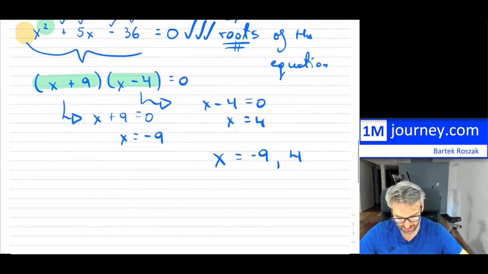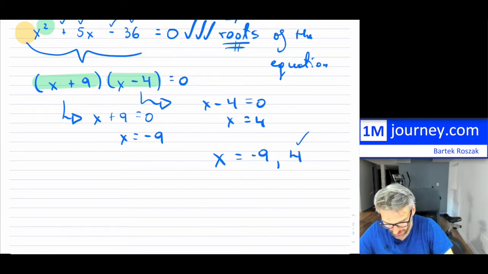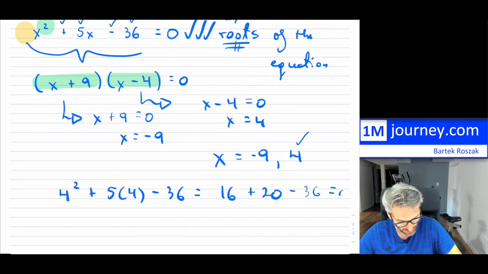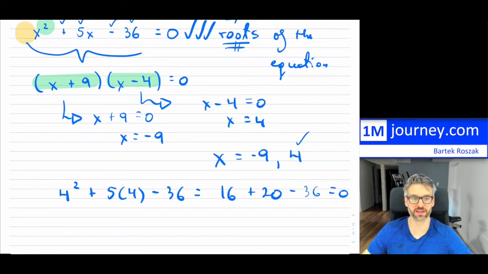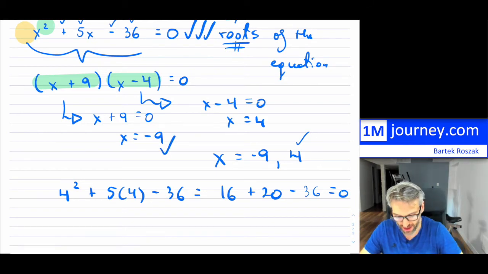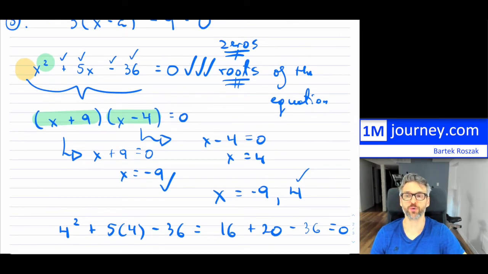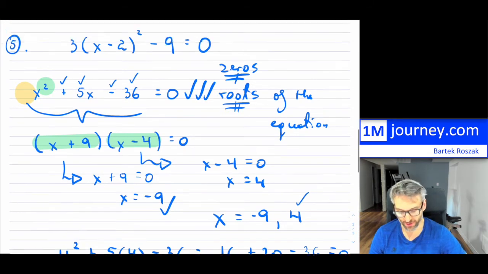So for instance, let's just arbitrarily take 4. I'm going to have 4 squared plus 5 times 4 minus 36, which equals 16 plus 20 minus 36. And indeed, because 16 plus 20 is 36, minus 36 is 0. So you found the root of that particular equation. And you can do the same thing with negative 9, and you will see that that's what you get. So that's one example, and this one we could factor out, and we can solve this equation for our unknown x value.